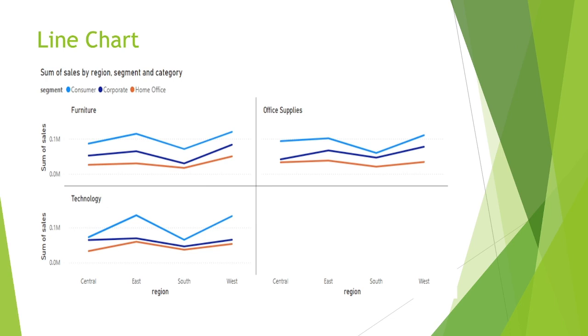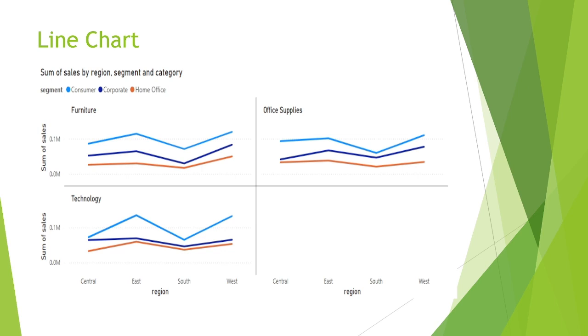And third is line chart, sum of sales by region, segment, and category. So, three types of segment: consumer, corporate, and home office. This chart shows total sales for different product categories and across four regions: central, east, south, and west. It also breaks down sales by customer segment.